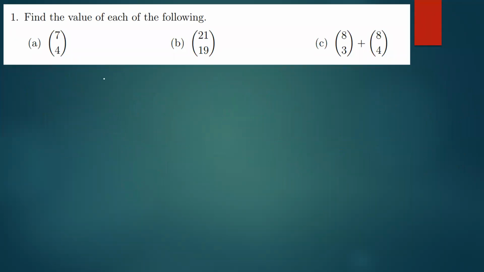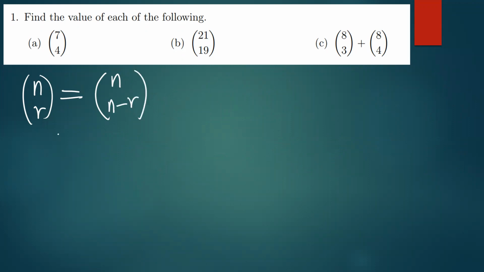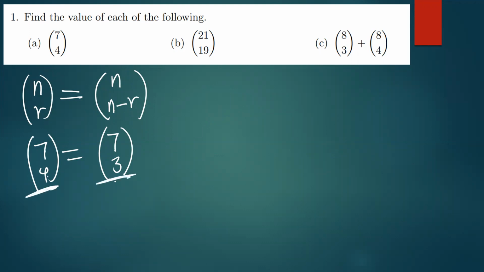So one thing you have to understand again, before I start solving B, is that n choose r gives the same answer as n choose n minus r. What do I mean? The one that we had there was 7 choose 4. So 7 choose 4 gives the same answer as 7 choose 7 minus 4, which will give us what? 3. So it gives us the same answer. So 7 choose 4 gives the same answer as 7 choose 3.